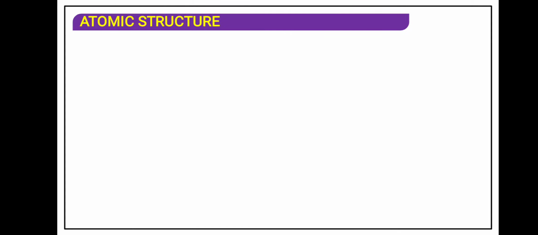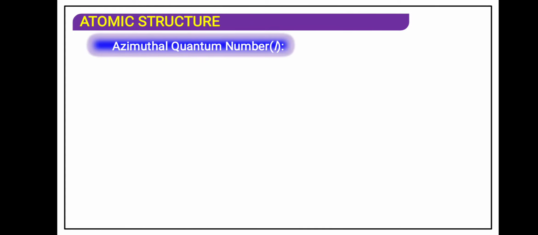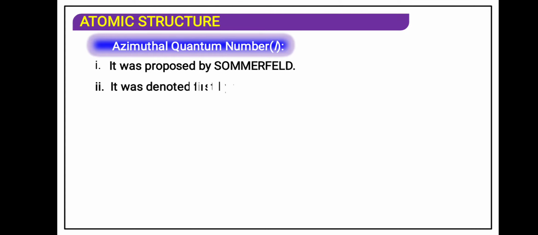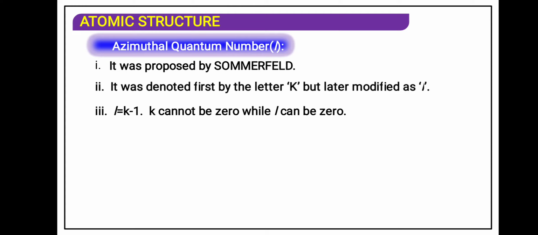The next quantum number is azimuthal quantum number. Azimuthal quantum number is denoted by the small letter l. It was proposed by Sommerfeld. It was first denoted by the letter k, but now it is modified with small l. And in place of k, you just assume that it is n.